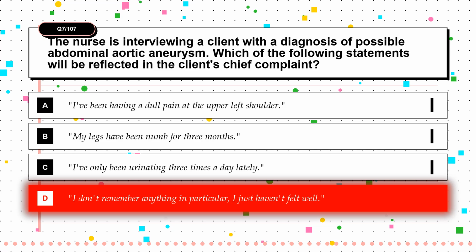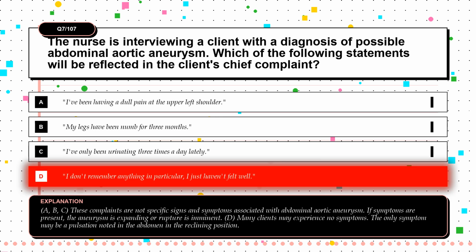The correct answer is option D. I don't remember anything in particular. I just haven't felt well. A, B, C. These complaints are not specific signs and symptoms associated with abdominal aortic aneurysm. If symptoms are present, the aneurysm is expanding or rupture is imminent. D. Many clients may experience no symptoms. The only symptom may be a pulsation noted in the abdomen in the reclining position.